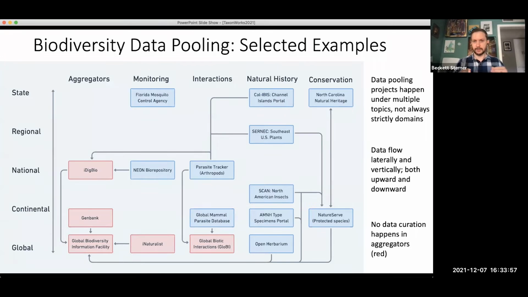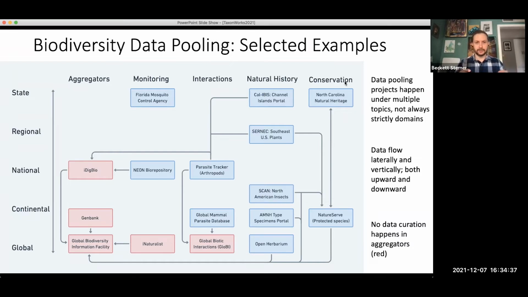How are they organized? And maybe there's something else going on here that we should be paying attention to. And so this is a different figure, and this is kind of an ad hoc selection. But on the rows here, I have spatial scales. And then in the columns, I have different sort of thematic interests, right? So data aggregators like iDigBio or GBIF or GenBank, focus on ecological monitoring, interest in species interactions, which would include parasites, for example, or all ecological interactions more generally, focus on natural history and conservation.